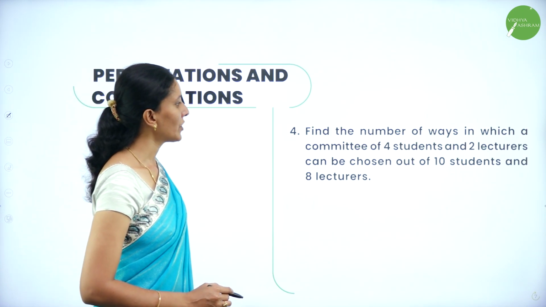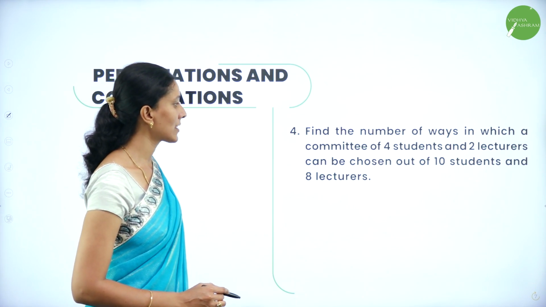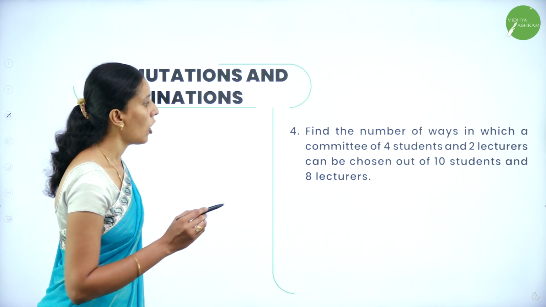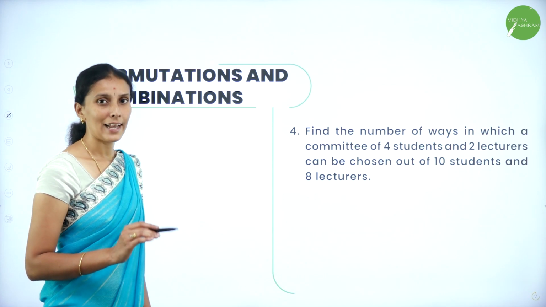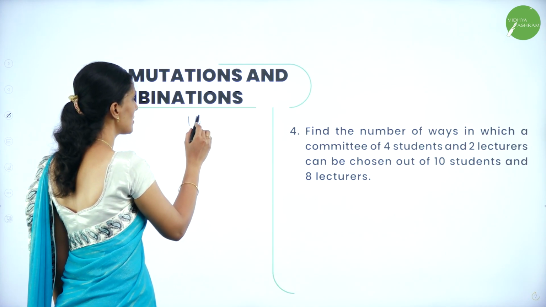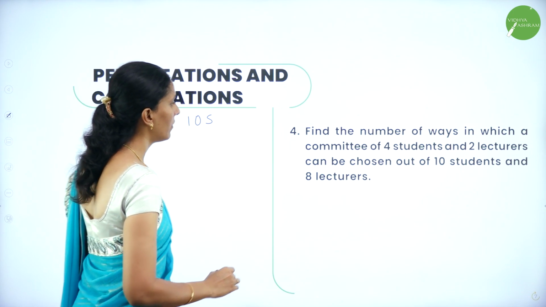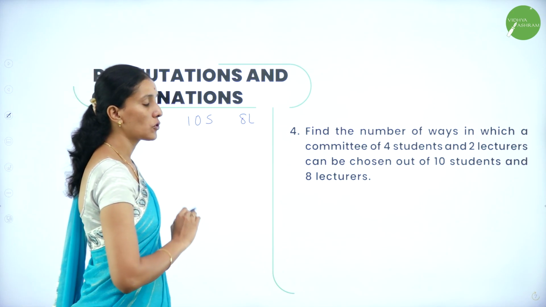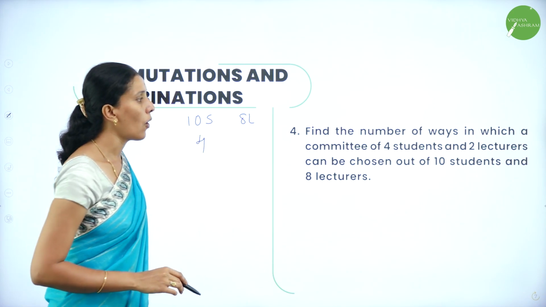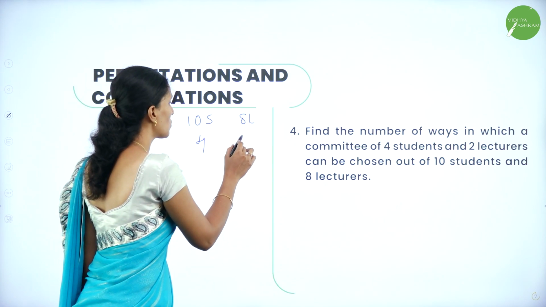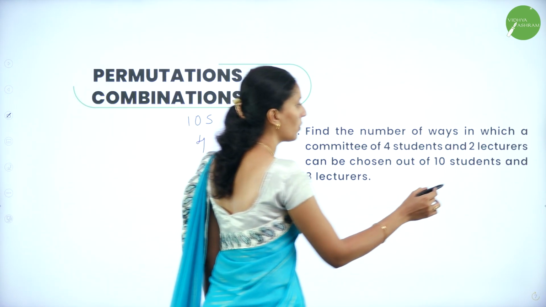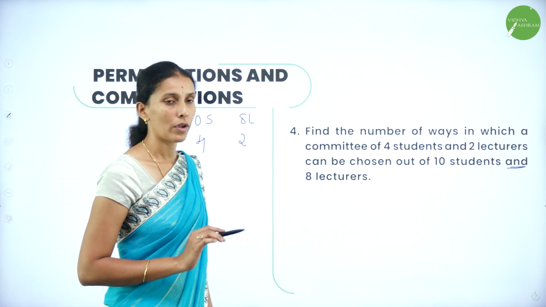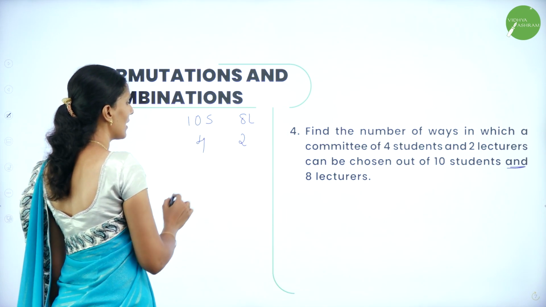Find the number of ways in which a committee of 4 students and 2 lecturers can be chosen out of 10 students and 8 lecturers. So how many total students and lecturers do you have? You have 10 students and you have 8 lecturers. Out of 10 students, you are supposed to choose only 4 students. And out of 8 lecturers, you are supposed to choose only 2 lecturers. And remember, you have the word and here. The word and represents multiplication. So how can you write this in terms of combination?